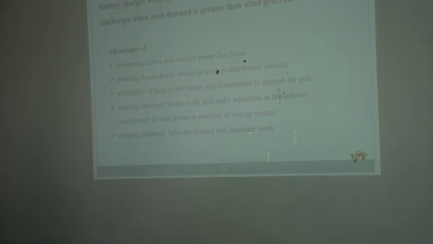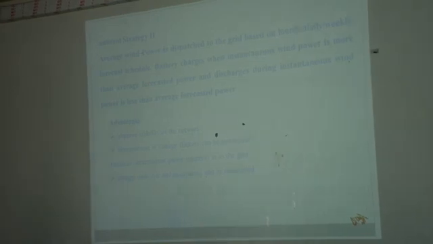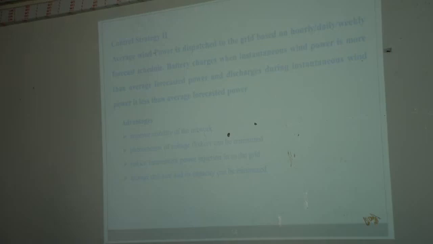Merging stochastic behavior of wind and consumer loads, that is also possible. When consumer needs more power, you can supply because the storage is there. When consumer demand is less, you can store into your storage system. This is one strategy. Another strategy which is possible is that you dispatch the average wind power to the grid based on hourly, daily or weekly forecast. I hope you know that we can forecast. Okay, there are certain algorithms which are available through which we can forecast what will be the wind power generation tomorrow or what will be the wind power generation next week. That can be forecasted. Some algorithms are already reported in the literature, and these algorithms are also used for the industrial setup.